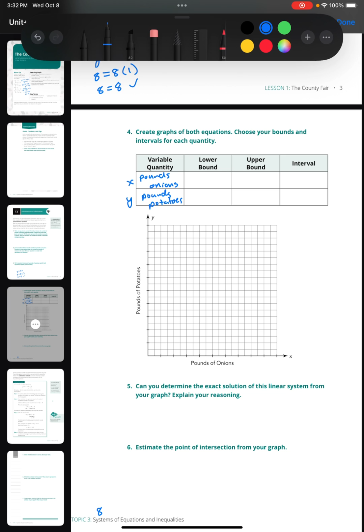Okay, the lower bound, obviously we can't buy less than 0 of either one, so the lower bound is going to be 0. And then for the upper bound, I'm going to try to create it, let's see, let's make it 20. I think 20 should about work for our X, 40 for our Y, and we'll say an interval of 2, both of them. So let's see if that works. Okay, so I'm going to count by 2s on my X-axis.